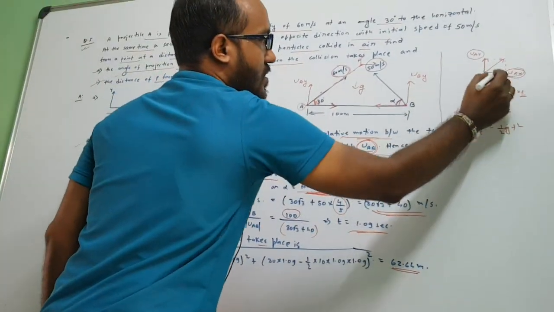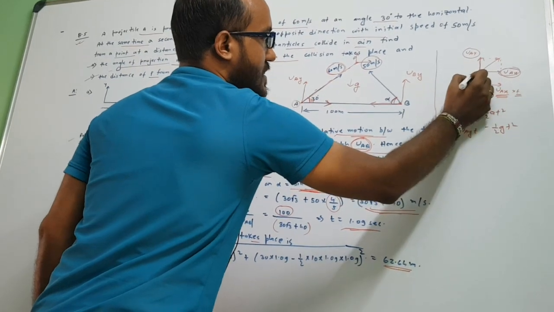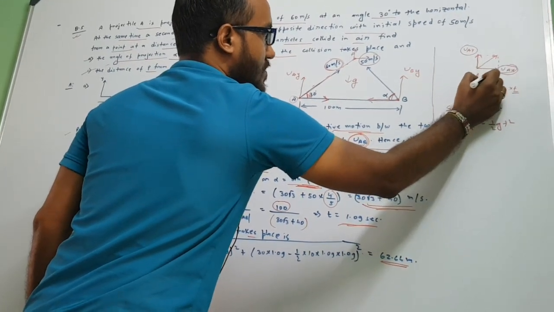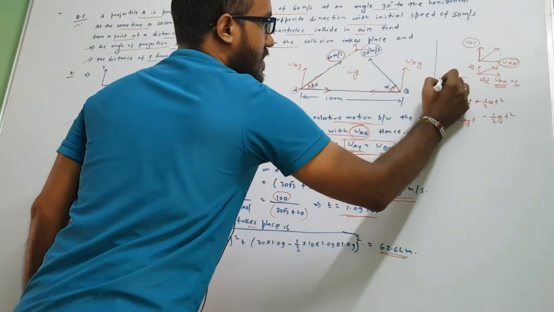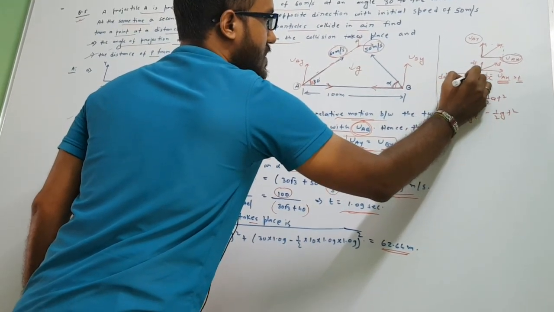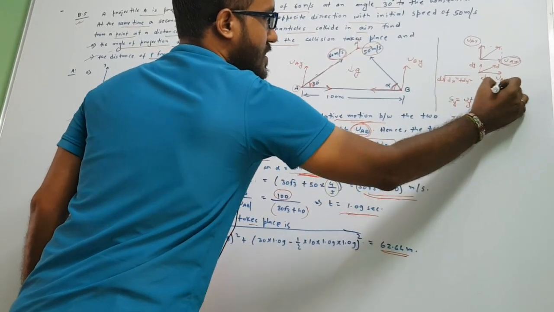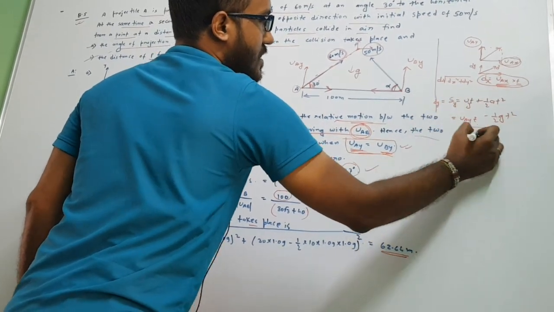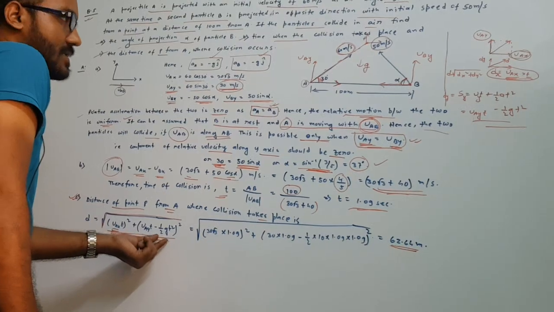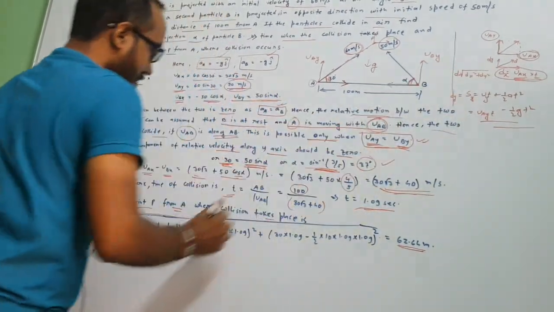Now say this is a vector component. Let us say this is dx and this is dy. So what would be the resultant? Resultant would be d. D would be root under dx square plus dy square. So dx is ux t, and dy is uay t minus half gt square. Square root them, and you will get the distance.